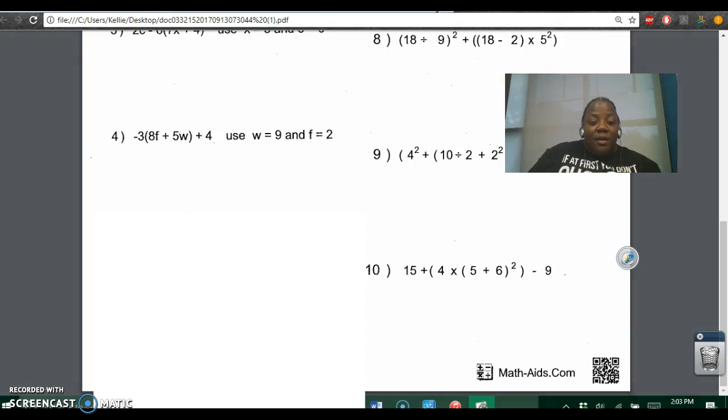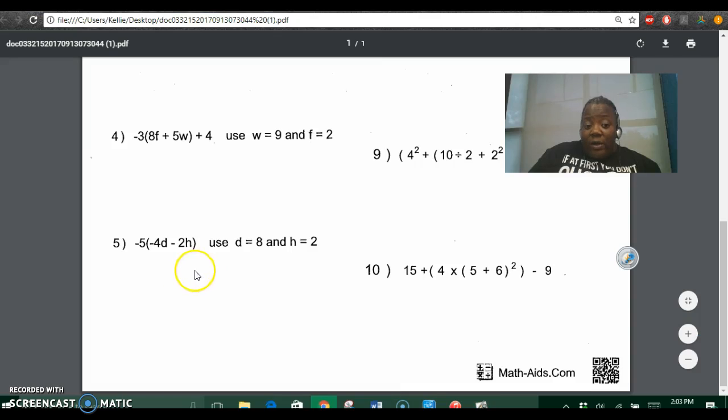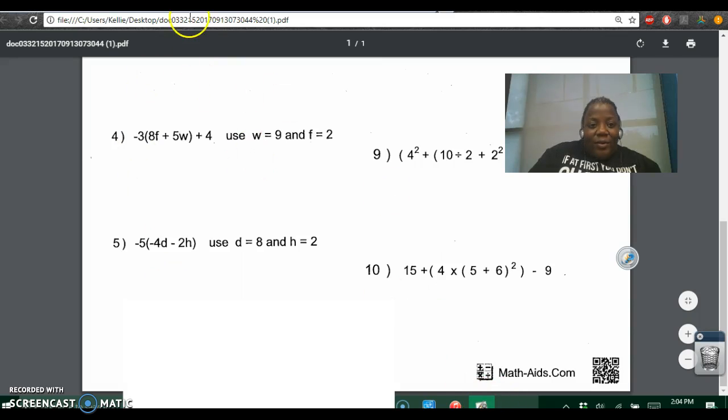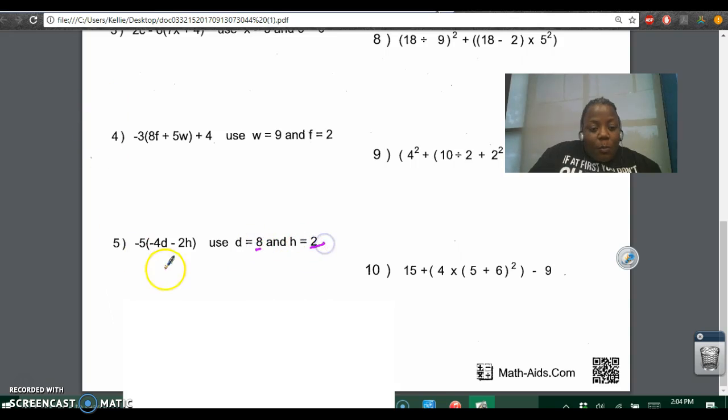Okay. Now, number 5, I'm going to set it up for you, and then I'm going to leave it for you to finish. You can handle it. Here we go. First, substitute. So you should rewrite it as negative 5, negative 4 times D, which is 8, minus 2 times H, and H is 2.